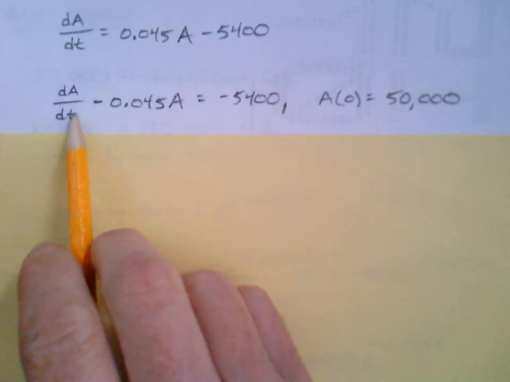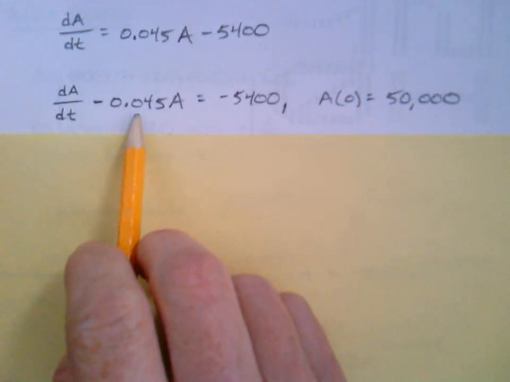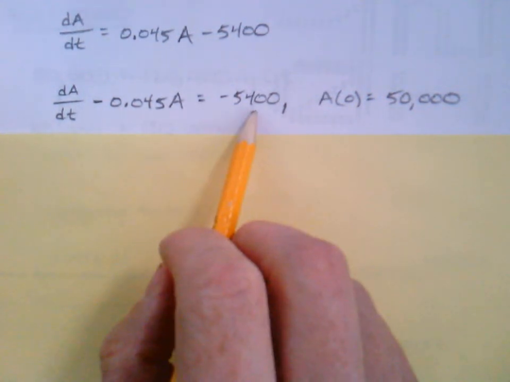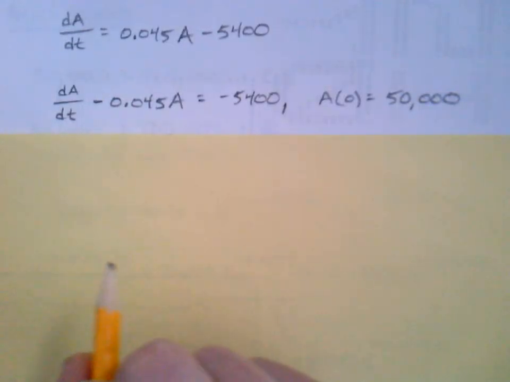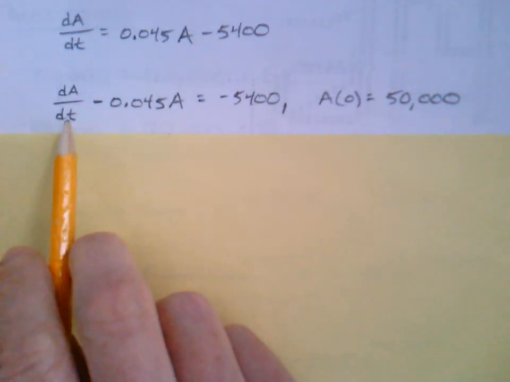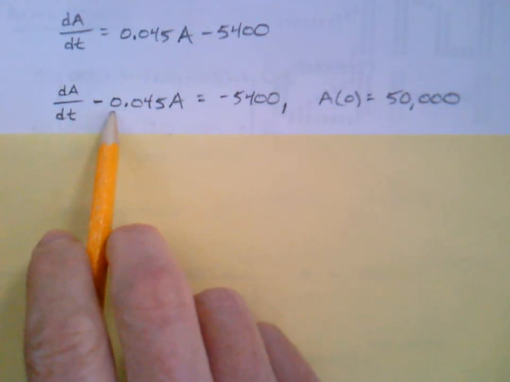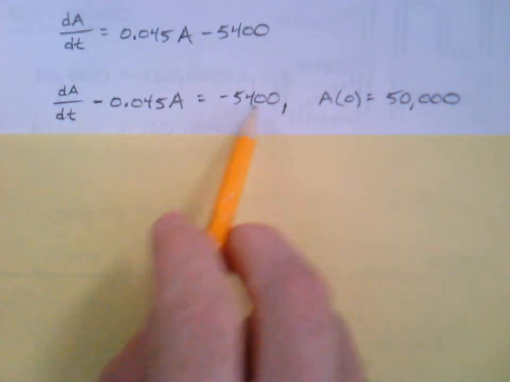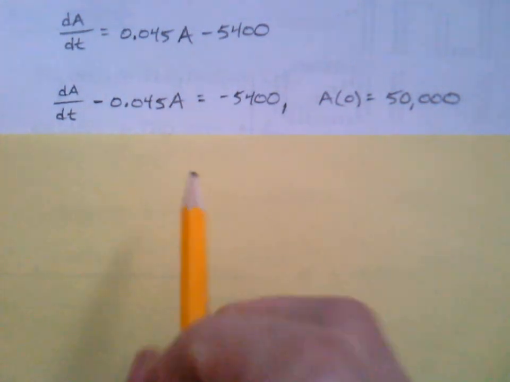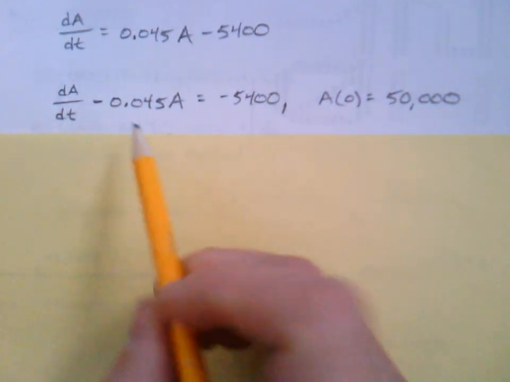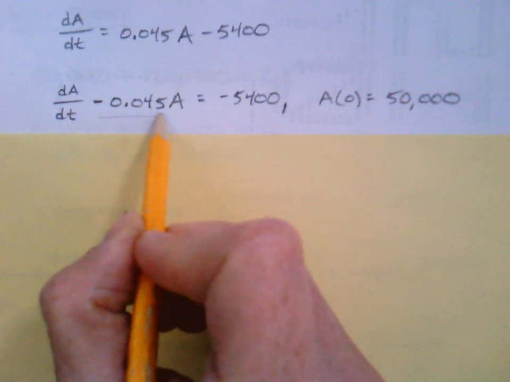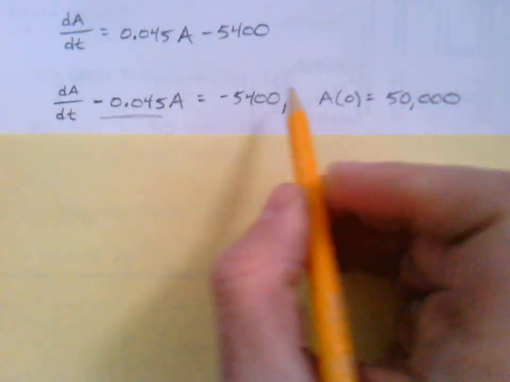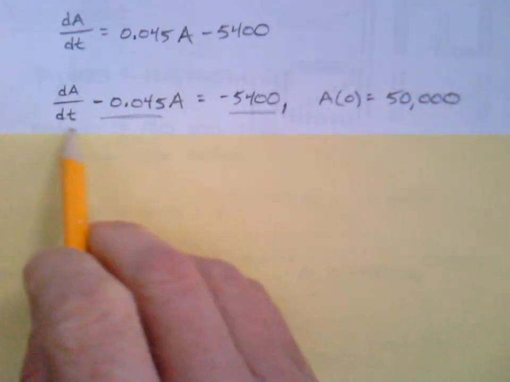A prime plus f of t times A equals g of t, or something like that. That linear form, where we've got the derivative of A plus something times A equals something else. Again, here it's pretty simple. This function is just a constant. This is just a constant. It's a matter of setting it up. That's the hard part. And then of course, for these, you always have your initial condition.